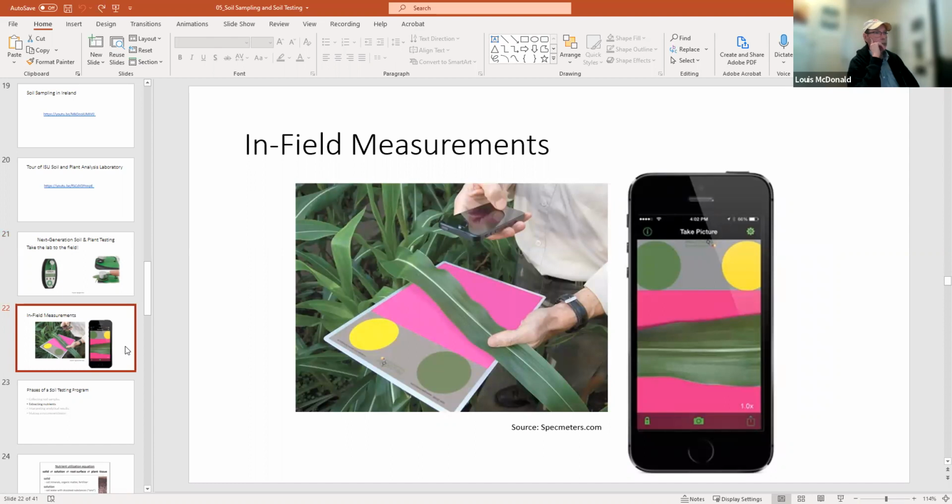This is another app-based thing. So what you do is it comes with this board. It's like an aluminum sheet. And so you take a picture of your leaf on some sort of standard background. And then based on this yellow and green color, you get an indication of how green your leaf is, which is an indication of chlorophyll content, which is an indication of nitrogen status.